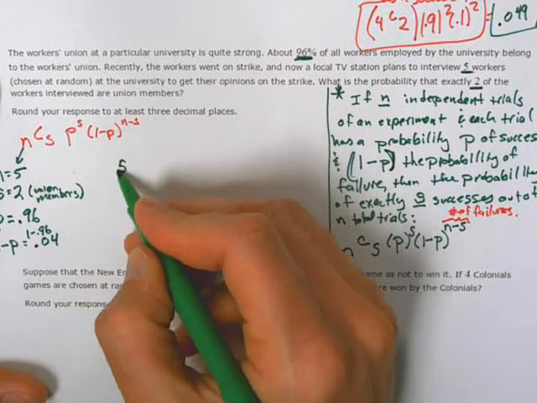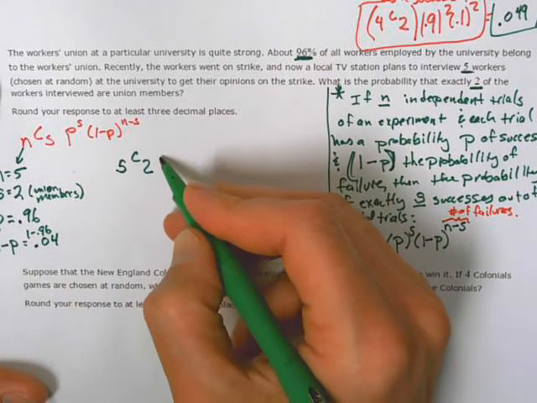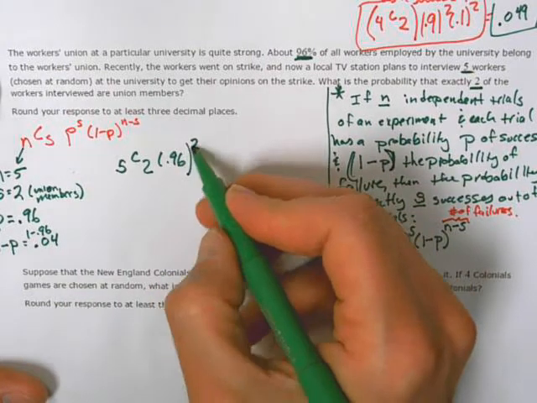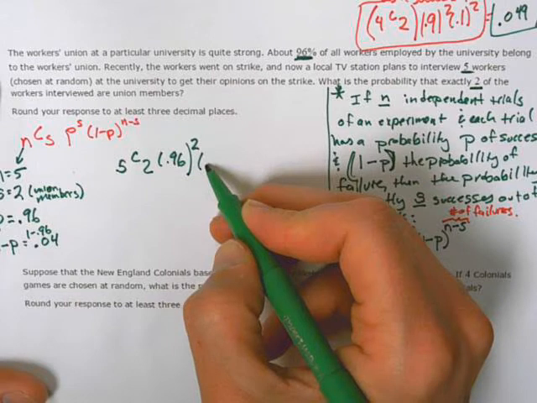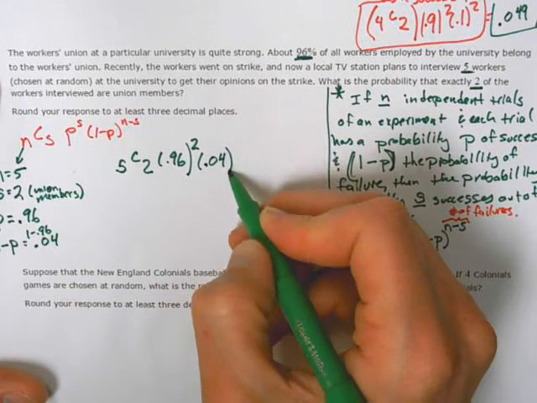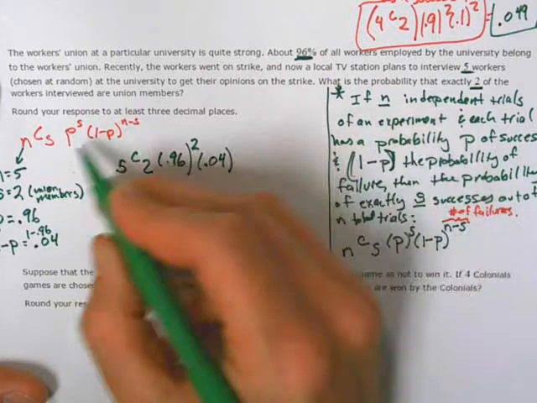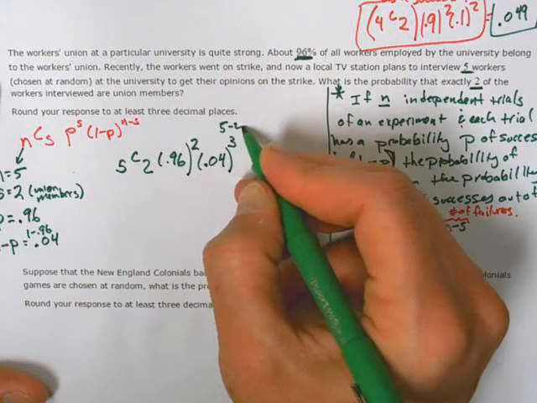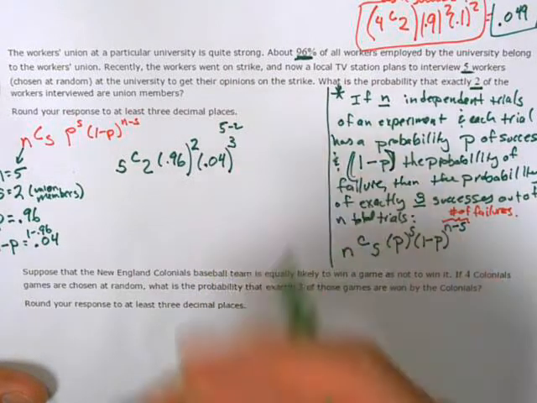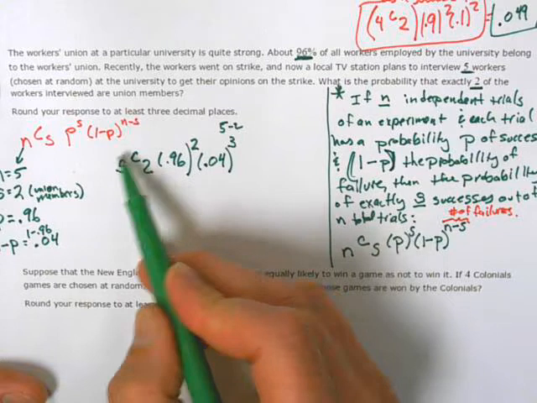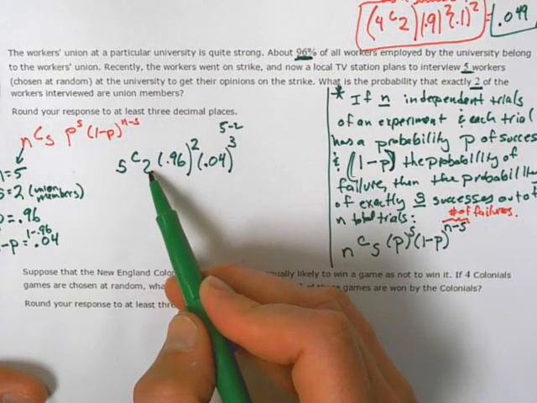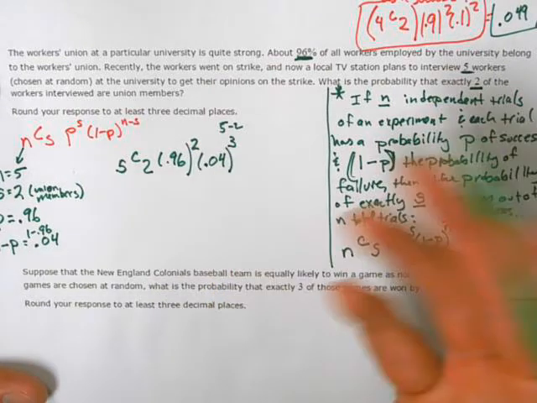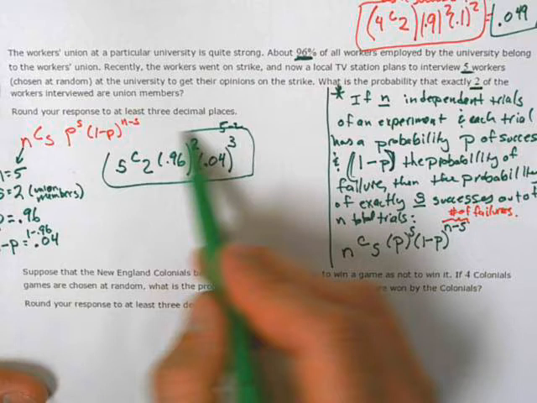It's just going to be 5 choose 2. The probability of success is 0.96, raised to the second power, because we want 2 successes. The probability of failure is 0.04, raised to the number of failures, or you could do 5 minus 2, which would be 3. Again, there was 5 total. If I take away the 2 successes, that means there's 3 failures. The way I remember it is I just have to find all combinations of the total, choose how many successes, probability of success to the number of successes, probability of failure to the number of failures. I mean, that's it. So this would be the setup for that one.